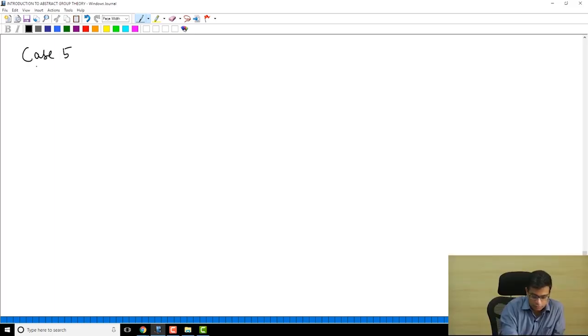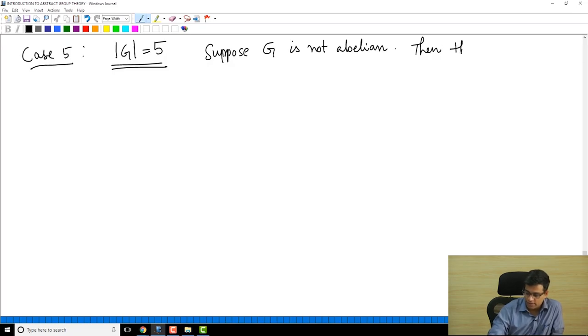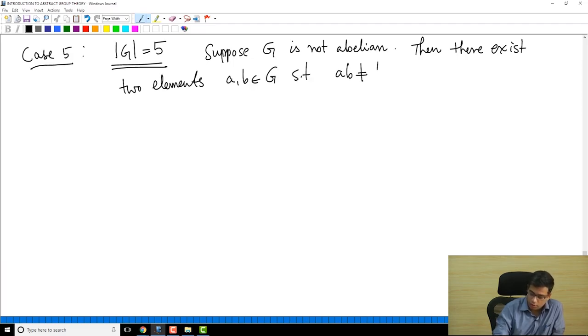So, finally, case 5. I want to show that in the case of an order 5 group, it is abelian. So, what I will now do is the following. I will use the work that I have already done. Again, I do not want to start with this. So, suppose G is not abelian. If G is not abelian, then this is exactly as in case 4. There exist 2 elements a, b in G such that ab is not ba.